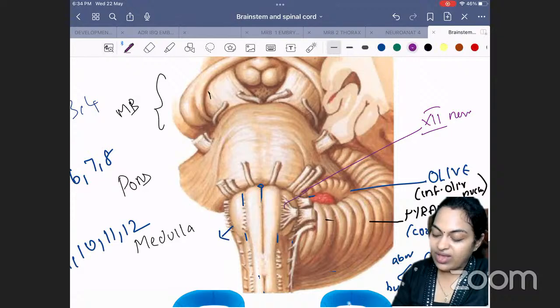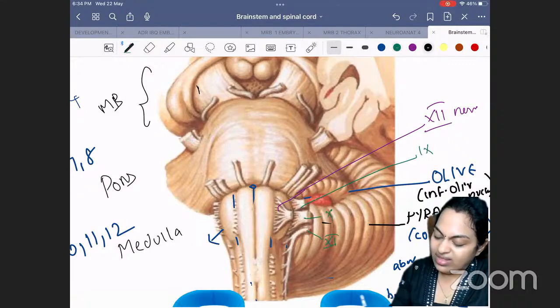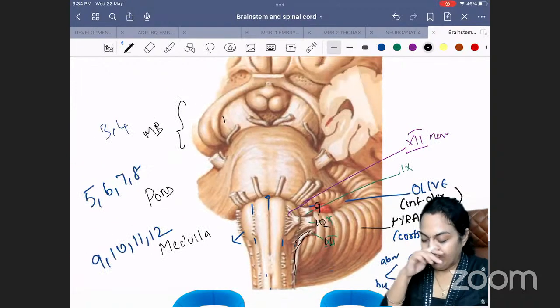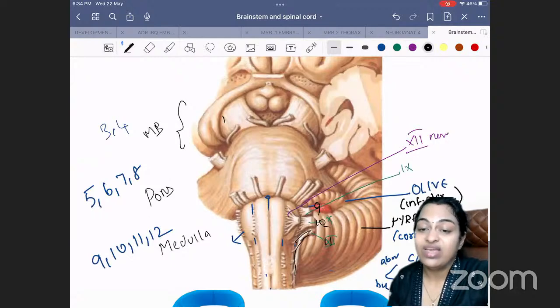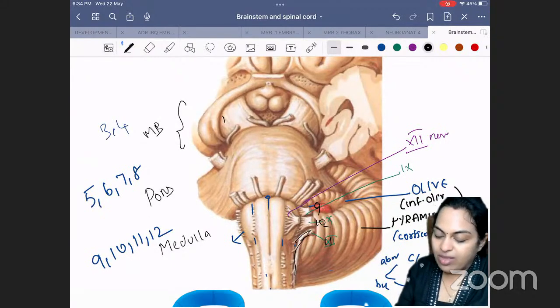The nerves that you see emerging from the posterolateral sulcus: this is the ninth nerve, this is the 10th, and this is the 11th one. Is it visible over here? 9, 10 and 11th. You can see the spinal accessory nerve joining the cranial accessory. And just lateral to it, we have the inferior cerebellar peduncle. And this is the pons.